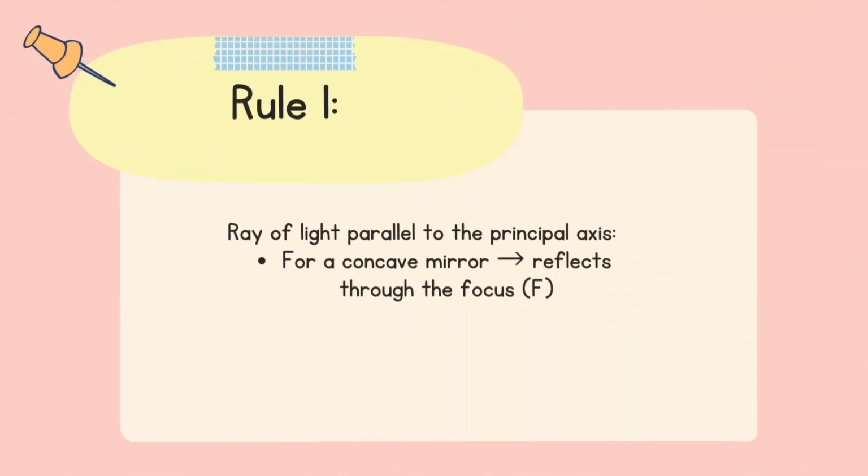Concave mirror rule 1. A light ray traveling parallel to the principal axis of a concave mirror after reflection passes through the principal focus, F. Let's try to understand this rule with the help of a ray diagram. Here, the incident ray travels parallel to the principal axis. After striking the concave mirror, the reflected ray passes through the principal focus, also called the focus point, F.